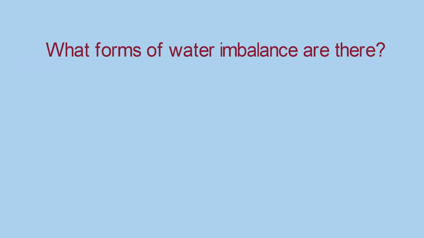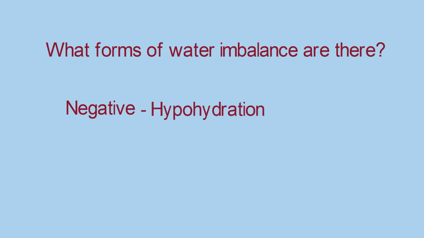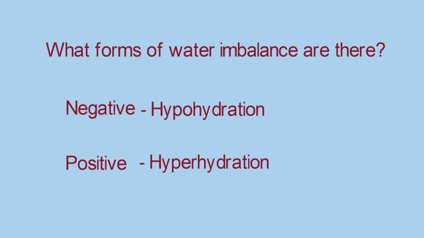What forms of water imbalance are there? Negative: little water enters and a lot is excreted from the body, hypohydration. Positive: a lot of water enters and little is excreted from the body, hyperhydration. Let's start with negative water balance, hypohydration, when little water enters and a lot is excreted from the body. Causes of hypohydration. Hypohydration is divided into isoosmolar, hyperosmolar, and hypoosmolar hypohydration.